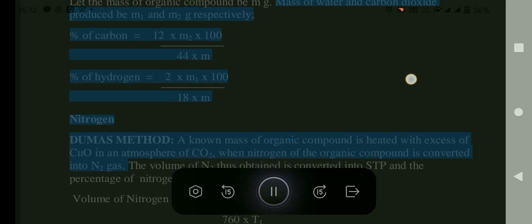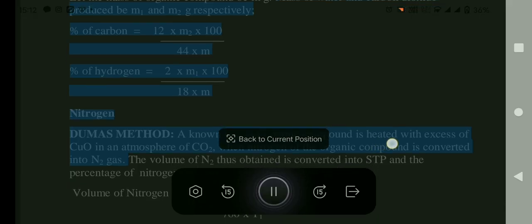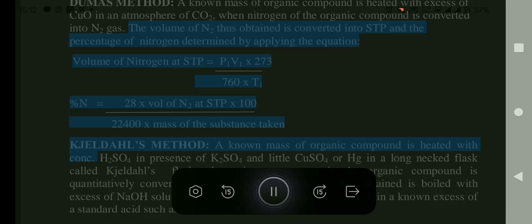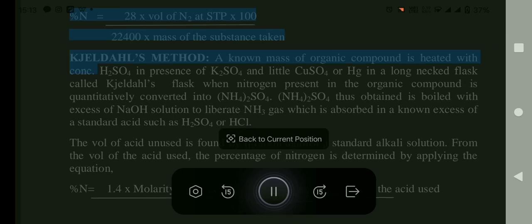Nitrogen, Dumas method. A known mass of organic compound is heated with excess CuO in an atmosphere of CO2, when the nitrogen of the organic compound is converted into N2 gas. The volume of N2 thus obtained is converted into STP and the percentage of nitrogen is determined by applying the equation. Volume of nitrogen at STP equals P1V1 × 273 / 760 × T1. %N equals 28 × volume of N2 at STP × 100 / 22400 × mass of the substance taken.